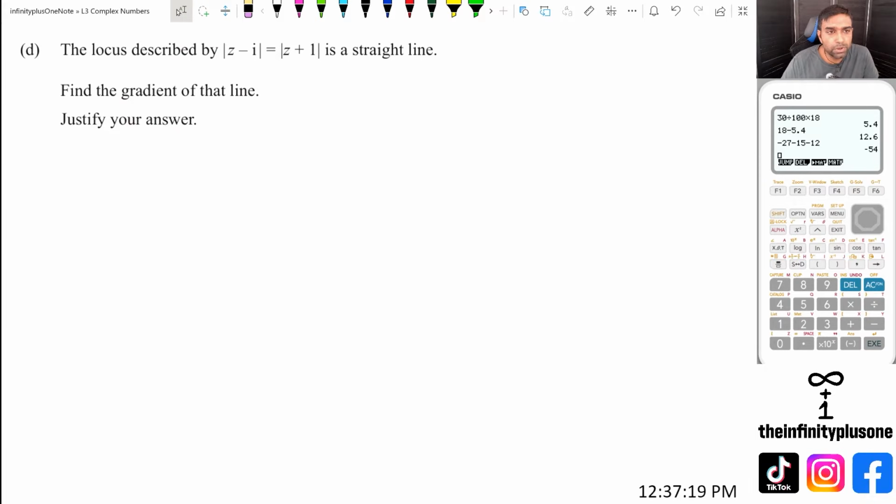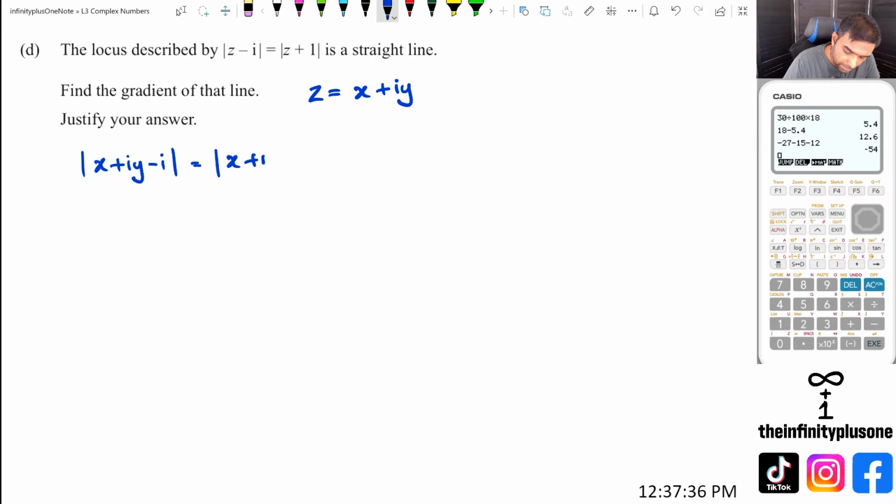So question D, what we've got is a locus described as a straight line. Find the gradient of that line. So what we're going to do is we're always going to do z is equal to x plus iy. So we've got x plus iy minus i equals x plus iy plus 1. So here I'm going to take the modulus of this. So that's going to be square root of just x squared.